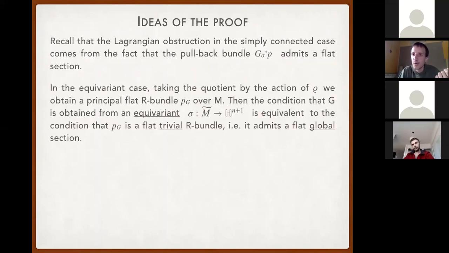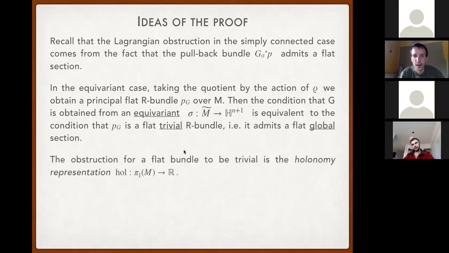Now, if we care about the equivariant case, we can actually go to the quotient, and we have a principal bundle over the manifold M. Basically, we take this pullback bundle and we quotient by the action of the group. And now one proves that the condition that our immersion is obtained from an equivariant immersion in H^{n+1} is equivalent to the condition that this pullback bundle in the quotient, PG, is flat and is trivial. Namely, it admits a flat global section. It's not only locally trivializable by flat sections, but it also admits a global section, which is trivial.